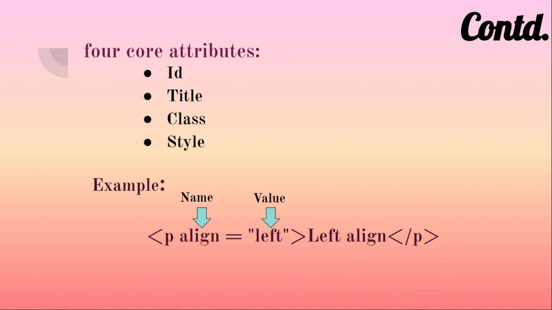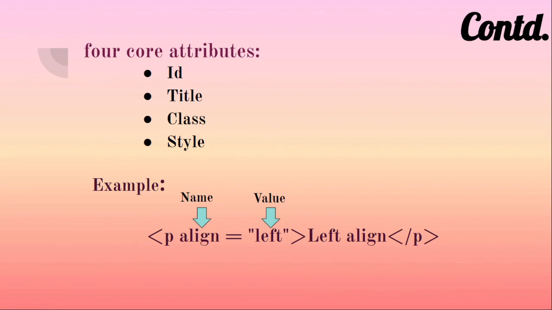Then the class attribute is used to describe an element with a style sheet. We will learn more about the class attribute in next CSS tutorials later on. Then the style attribute allows you to specify CSS rules within the element, like the font, color, etc.